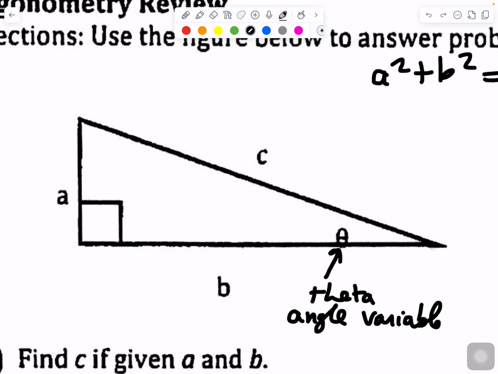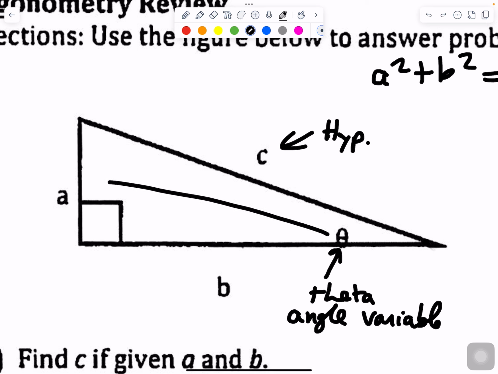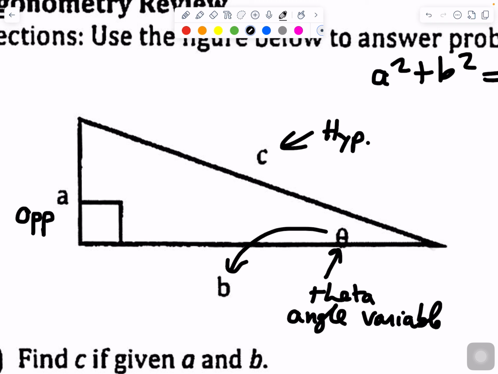Now, this is always the hypotenuse. The hypotenuse is easy to identify because it's always opposite the right angle. It's the longest side. You can't miss it. Now, the opposite side, if this is my angle, the opposite side is the side all the way opposite. So this would be the opposite side. Okay, now the word adjacent means next to. So you can see side B is next to the angle. Okay, so that's the adjacent side.